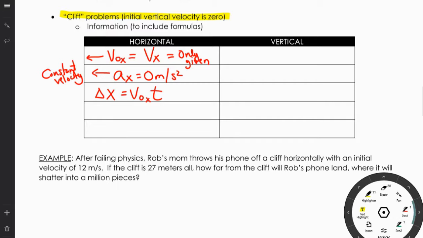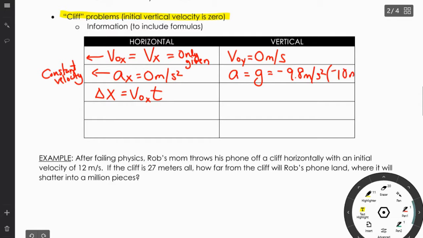Now, on the vertical side, we're going to say our VOY is equal to 0. We know that our acceleration is going to be g, which is going to be either negative 9.8 or negative 10, however you want to call it. Again, it's all dependent on if it's a multiple choice question, you're probably going to use 10. If it's a free response question, you're probably going to use negative 9.8.